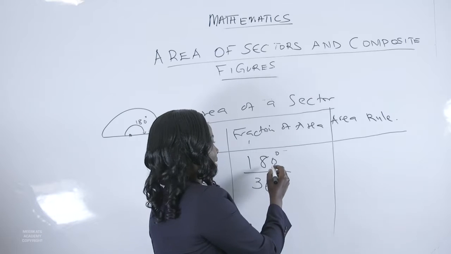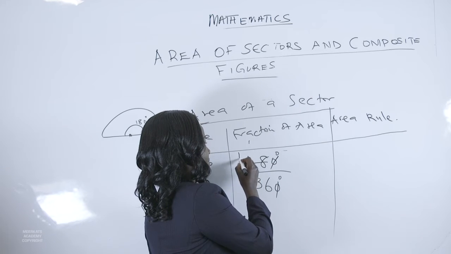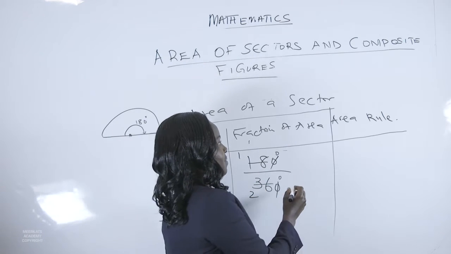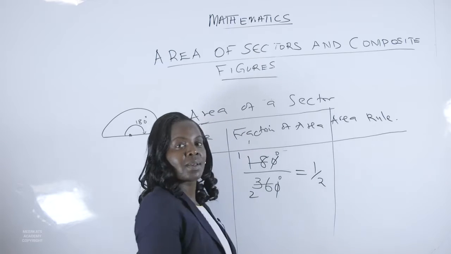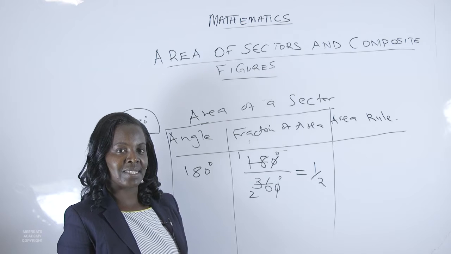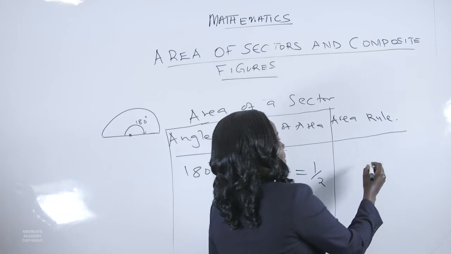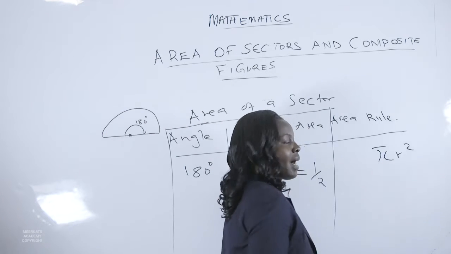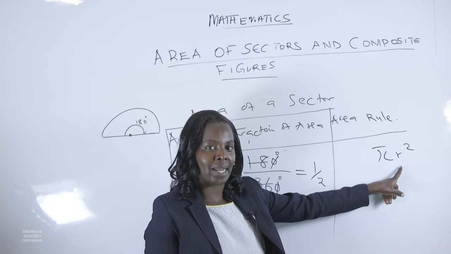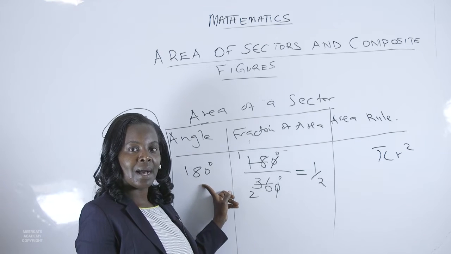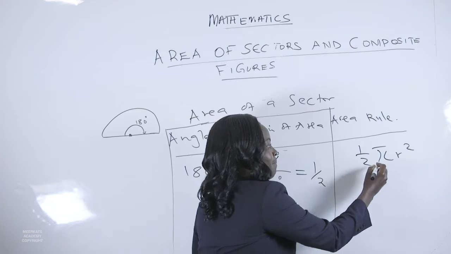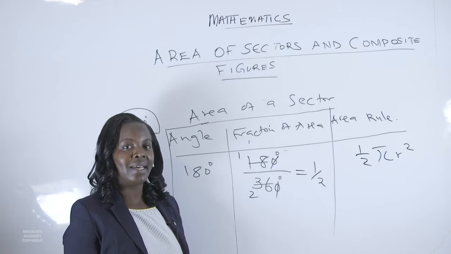If we simplify, 18 goes into 36 two times. So what do we have? A half. Then what will be the area rule? We said the area of a circle is pi r squared. A complete circle, you calculate its area by using the formula pi r squared. But because this is a part of the circle that is a half, then the fraction is a half, then we multiply the area of that circle by a half.